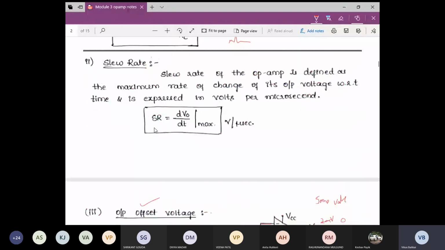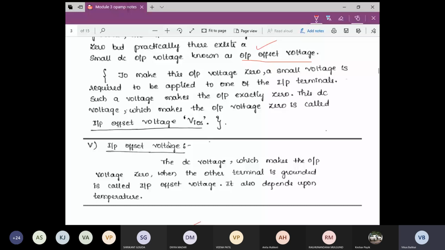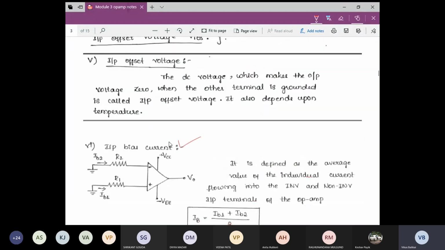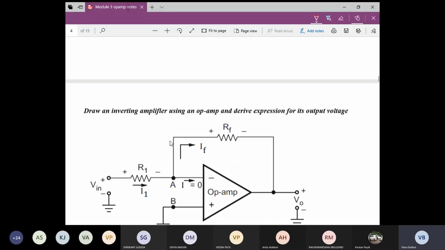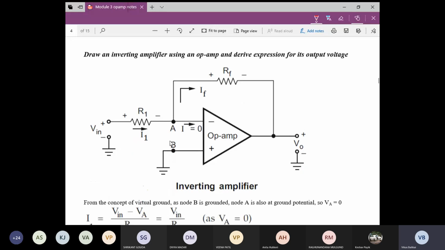So these things I should include in my characteristics. Once we are done with the input characteristics of the op-amp, and once we know how the symbol of the op-amp looks, let us jump into the first application of the op-amp, which I'm going to discuss in today's class. The first application is the op-amp in the inverting amplifier configuration. Or if I put it in the form of a question: draw an inverting amplifier using an op-amp and derive the expression for its output voltage.